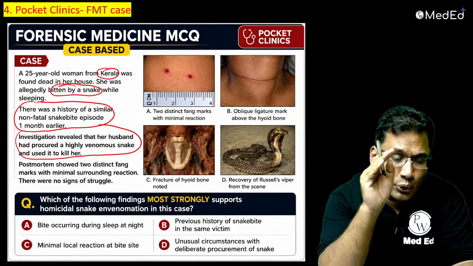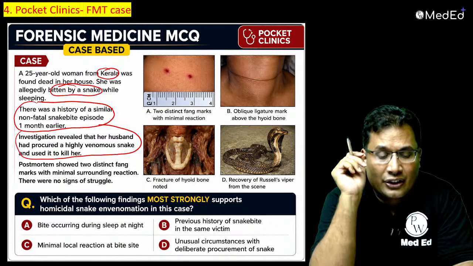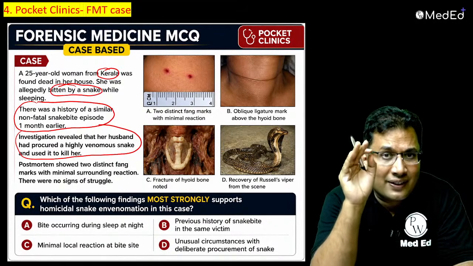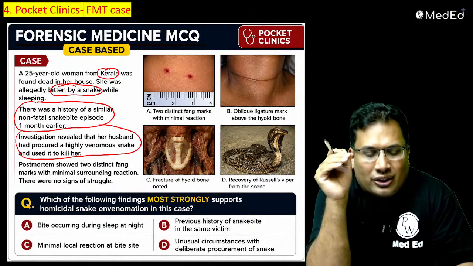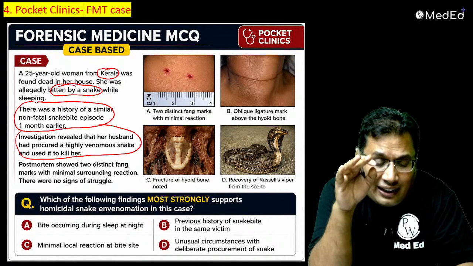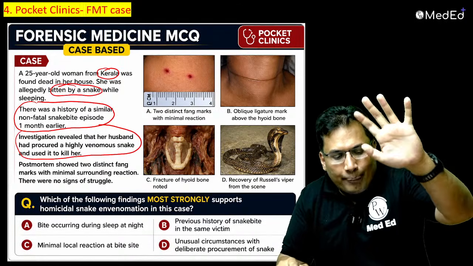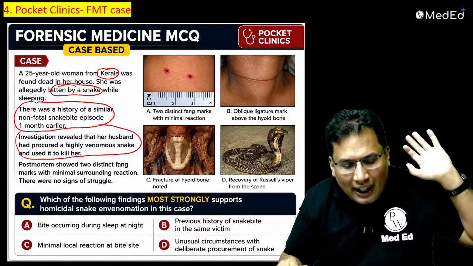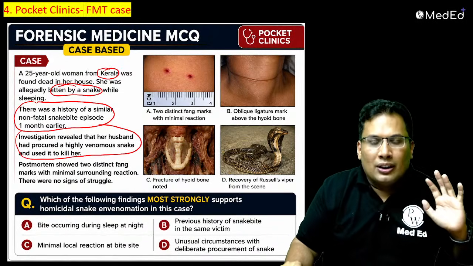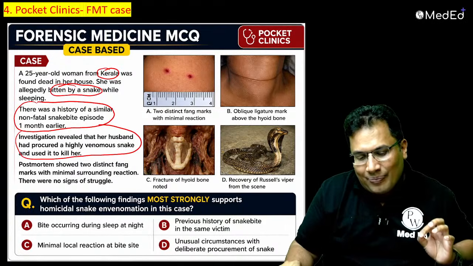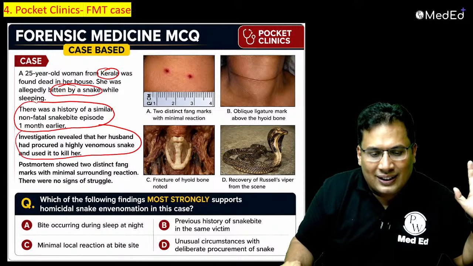The postmortem showed 2 distinct fang marks with a minimal surrounding reaction. There were no signs of struggle. Which of the following most strongly supports homicidal snake envenomation in this case? Options are bite occurring during sleep at night, previous history of snake bite in the same victim, minimal local reaction, unusual circumstances, deliberate procurement of the snake.